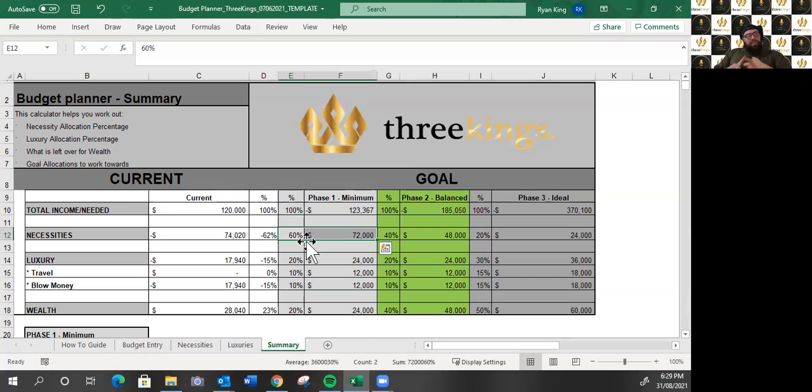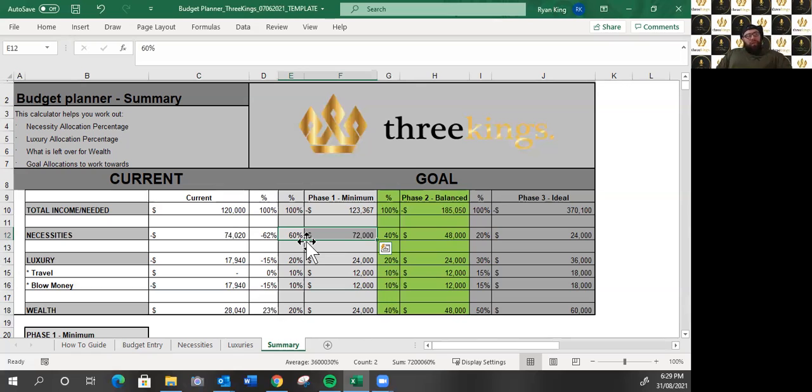So in this instance, 60% looks like 72,000. So we need to try and cut 2,000 away from that. Our luxuries look like 24,000, which is 12,000 on travel and 12,000 on luxury. Now, you might just want to put it all on luxury and have zero travel. That's up to you. Most people like to split between travel as their big goal, as their big luxury, and restaurants or whatever as their little luxury. But that's just a general guide. And then we want at least 24,000 or 2,000 a month to invest.